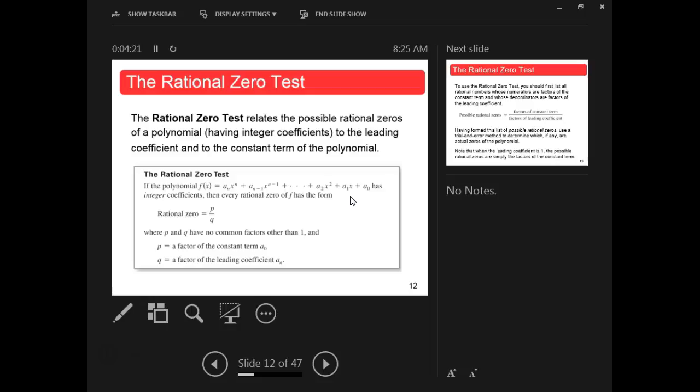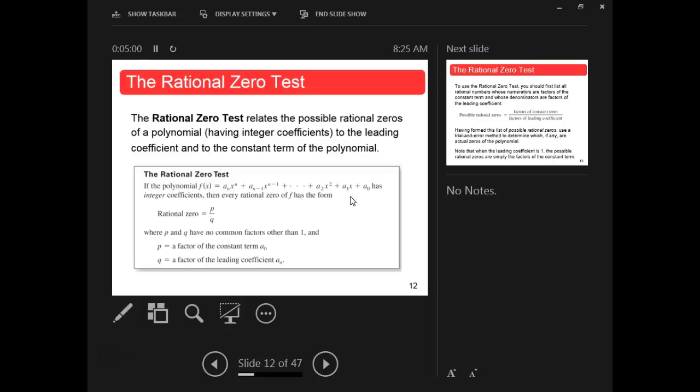These in the middle, we're not going to mess with. Just the first and the last. The initial, the leading coefficient, and the constant coefficient. Okay, constant term. Okay, and here's what we do. Every rational zero of this polynomial with integral coefficients will have to have the form of p over q. Of course, p over q is a ratio of two integers, where p and q have no common factors other than 1, and p is a factor of a sub 0, and q is a factor of a sub n.